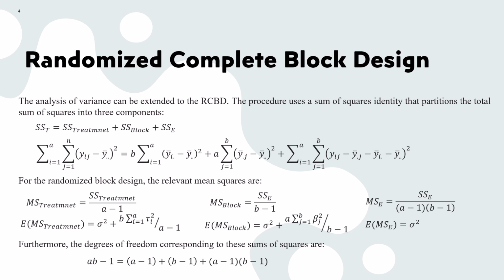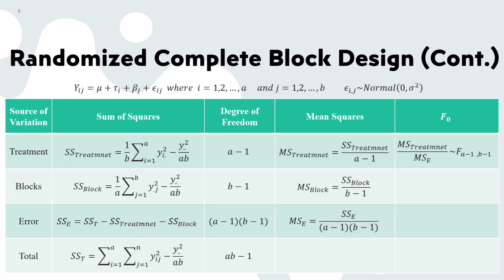Finally, the formula at the bottom shows how the total degrees of freedom, AB minus 1, is partitioned into treatment, block, and error components. This degree of freedom partitioning ensures that all variability in the data is accounted for and that the F-test for treatment effects is valid. In short, this framework helps us isolate and test for significant treatment effects while controlling for variability due to nuisance factors. This table is a blueprint for performing ANOVA in a randomized complete block design.